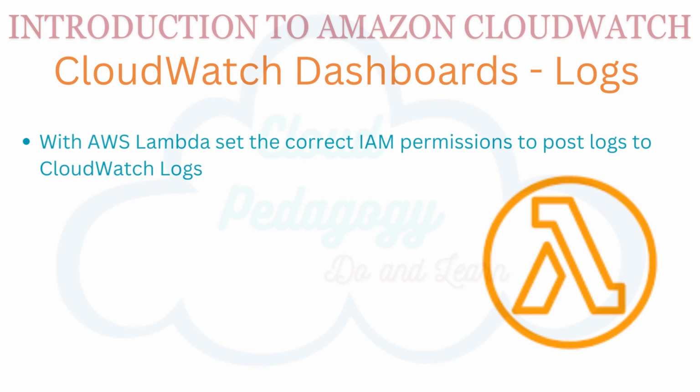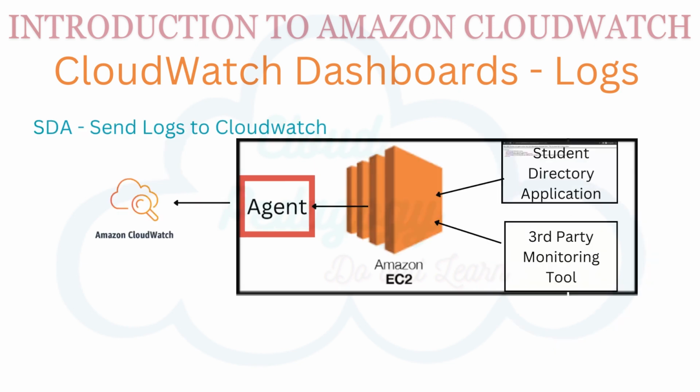Some services are set up to send log data to CloudWatch Logs with minimal effort, like AWS Lambda. With AWS Lambda, all you need to do is give the Lambda function the correct IAM permissions to post logs to CloudWatch Logs. Other services require more configuration, of course. For this example, if you want to send your application logs from an EC2 instance into CloudWatch Logs, you first need to install and configure the CloudWatch Logs agent on the EC2 instance.